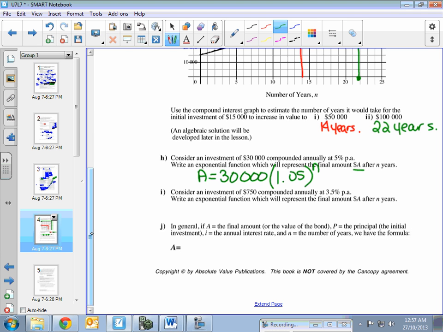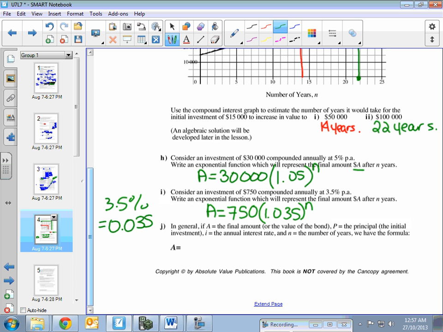Have an investment of $750, compounded annually at 3.5% per annum. Write this expression. So I have, again, A equals. My initial investment is $750, so that'll be my little a, times 1 plus, I have 3.5%. Don't get confused here. 3.5% will be written as 0.035. So 1.035 all to the exponent n.